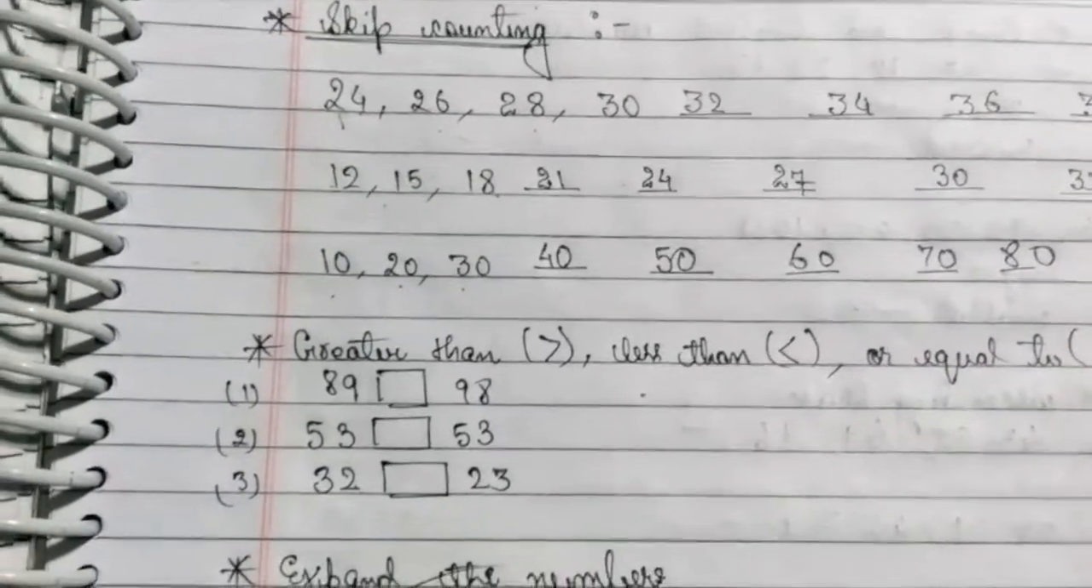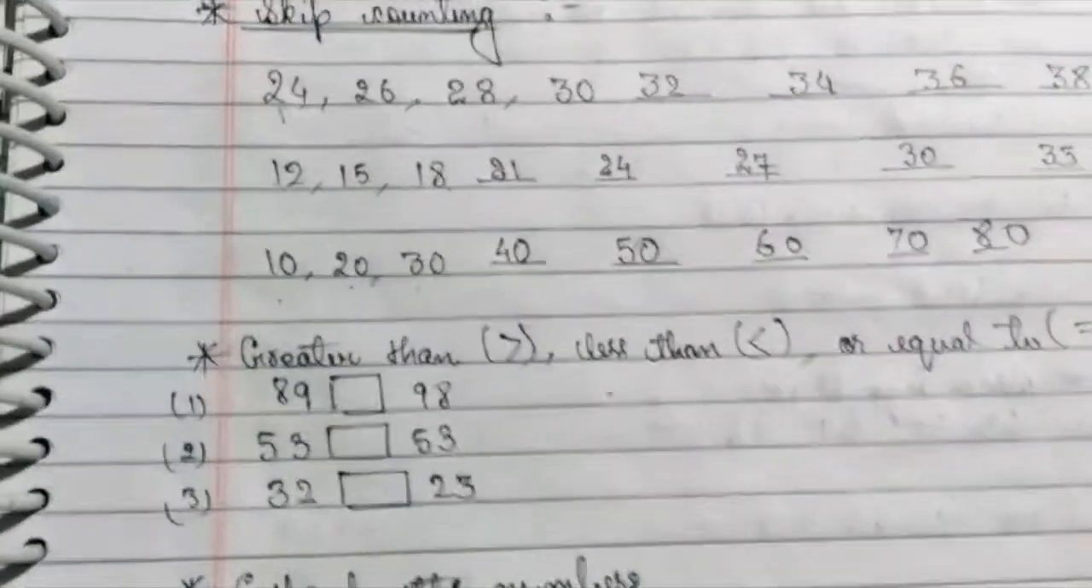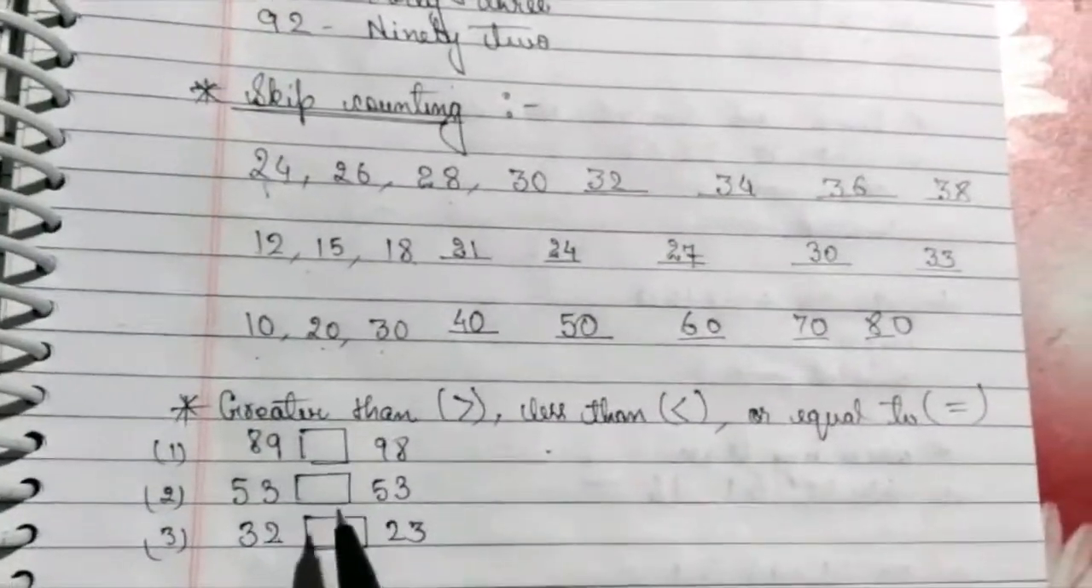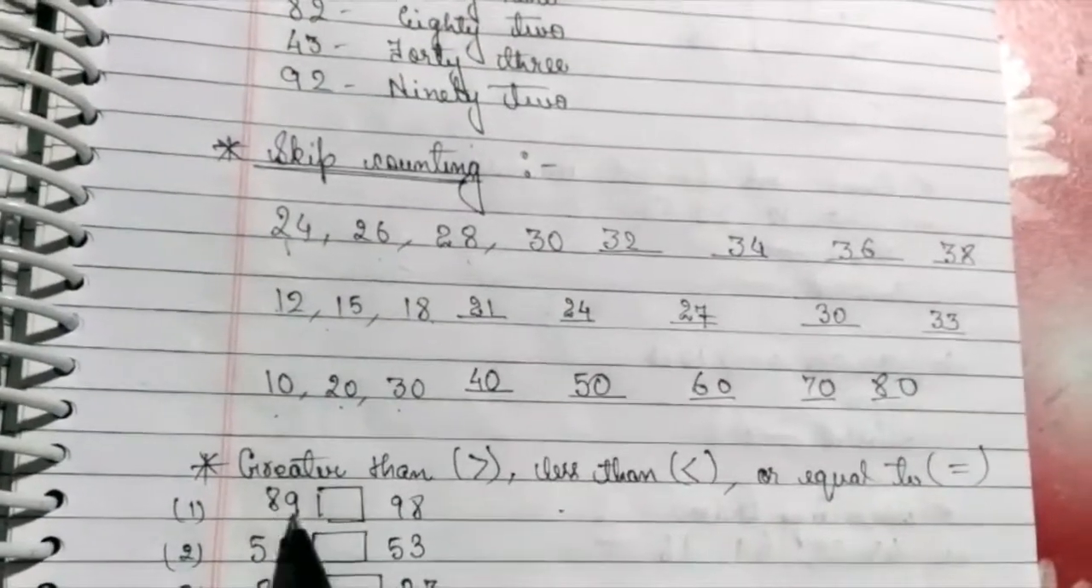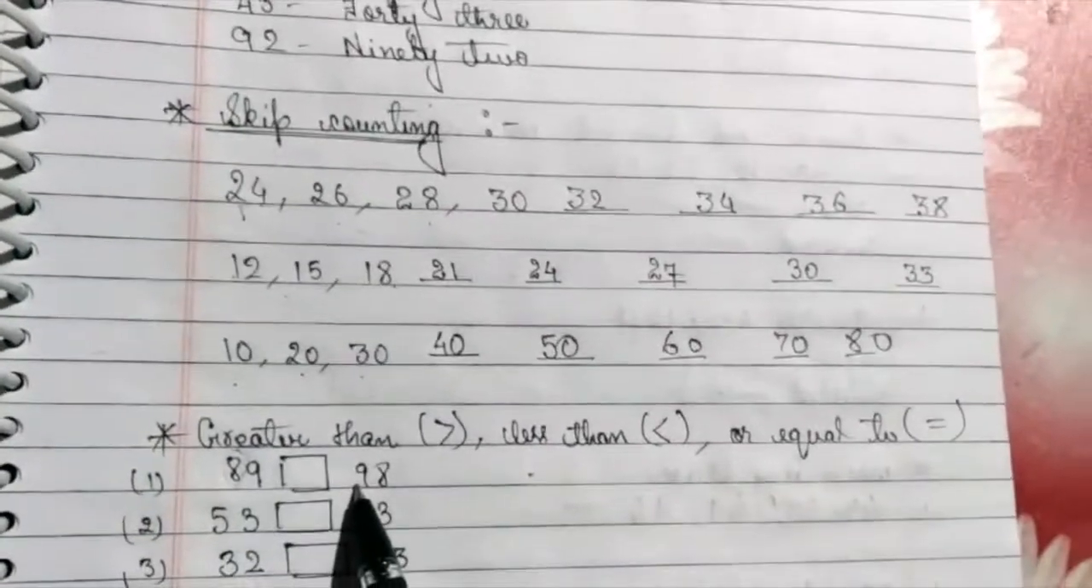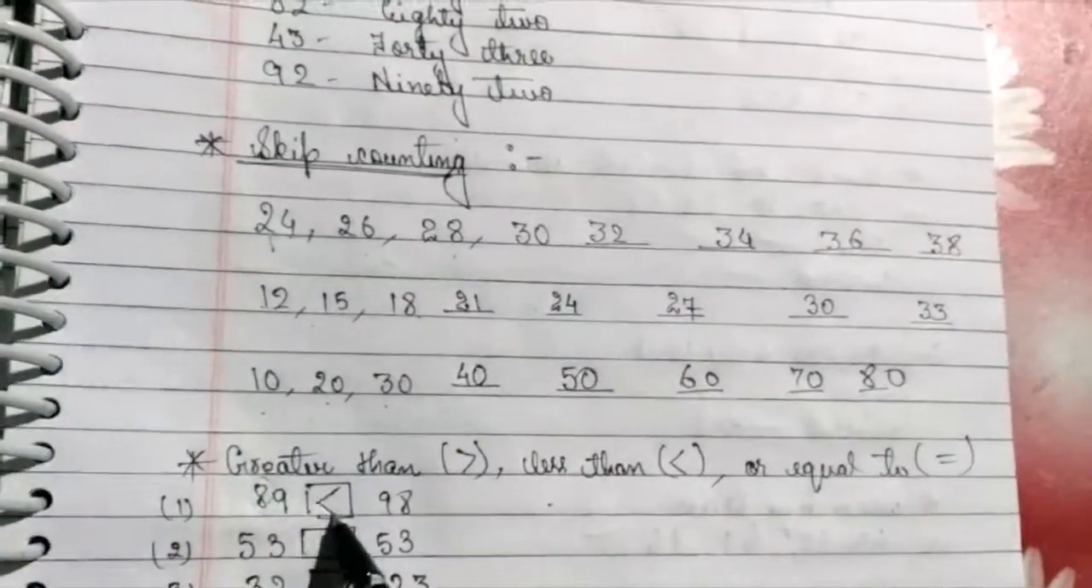Now this is greater than, less than, or equal to. We put the signs. Which one is greater, 89 or 98? We look at the first digit. This is 8, this is 9. Which is greater, 8 or 9? 9. So 98 is greater.